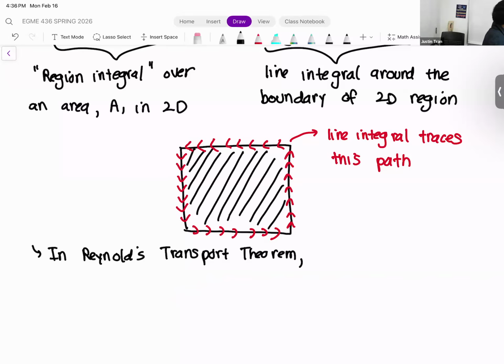If you think back to Reynolds transport theorem, one of the core ideas is that in order for any kind of quantity to be transported within the volume, it has to cross one of the region boundaries.